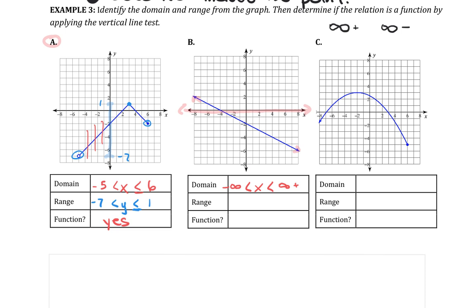And we don't write the underline symbols because infinity isn't like an actual number that we can specify. So it's never going to equal some number called infinity. It's just the concept of infinity.